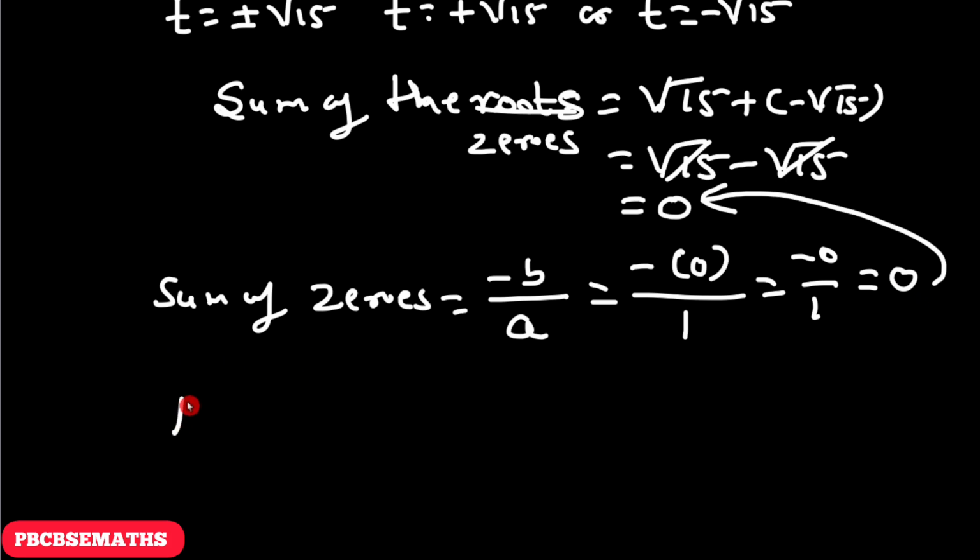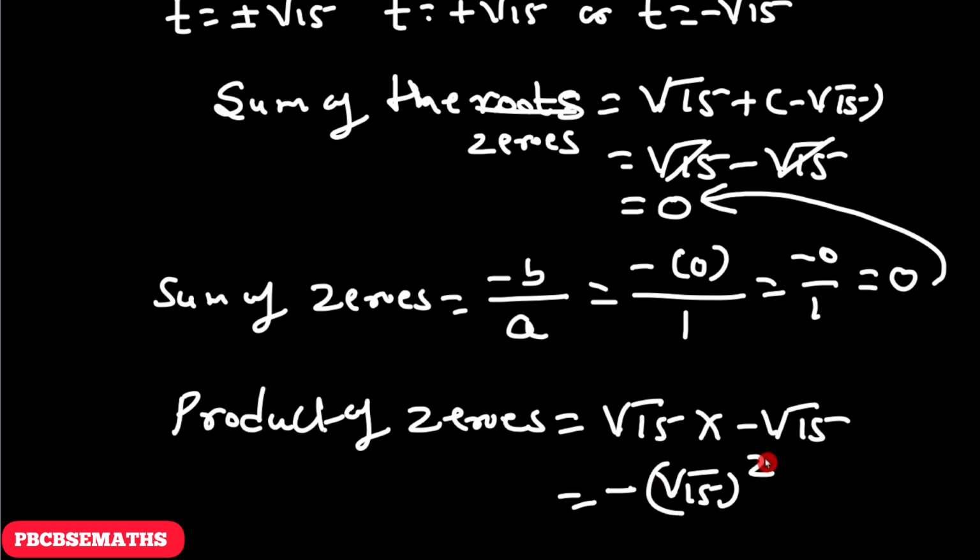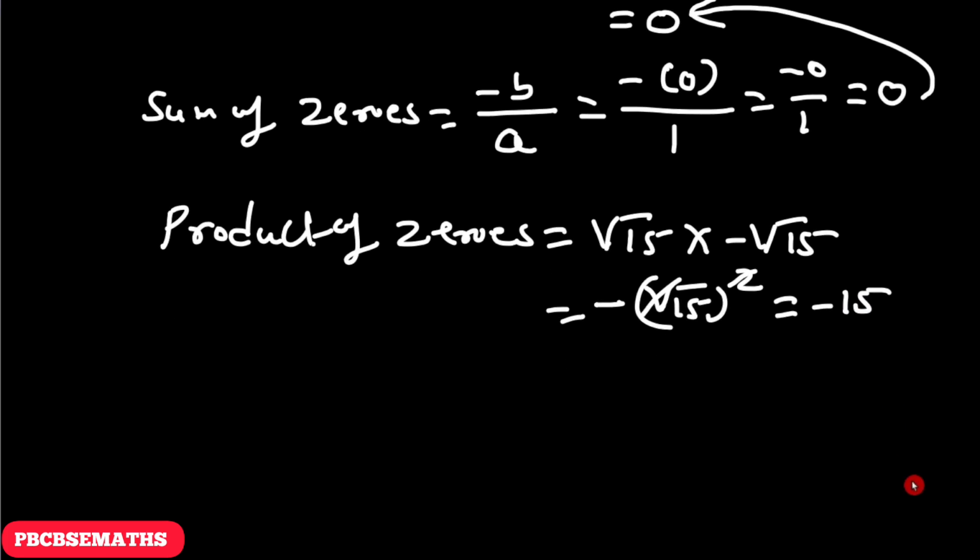Let's find out the product of zeros. Product of zeros is equals root 15 into minus root 15, which gives us minus, since minus into plus gives minus, root 15 into root 15, that is root 15 whole square. Square root gets cancelled. At last we are left with minus 15. So product of the zeros is equals minus 15.